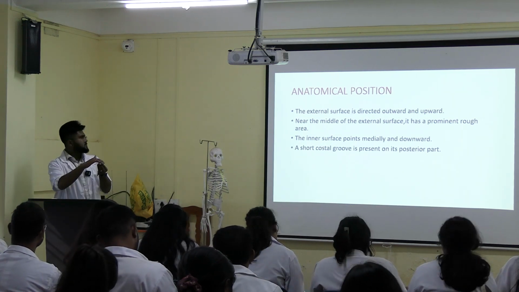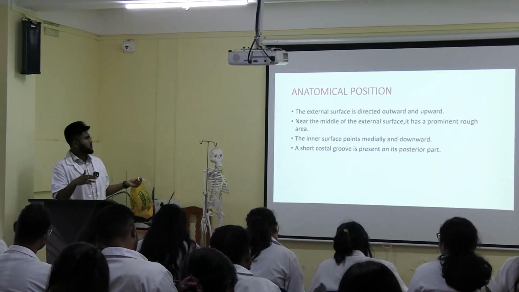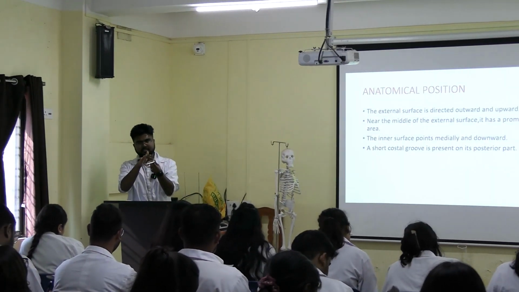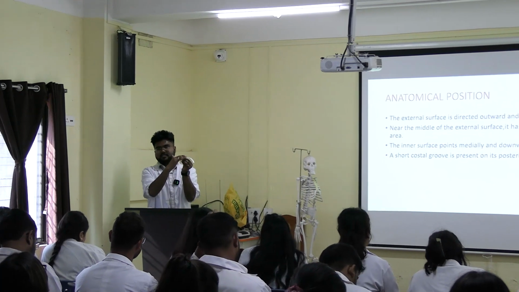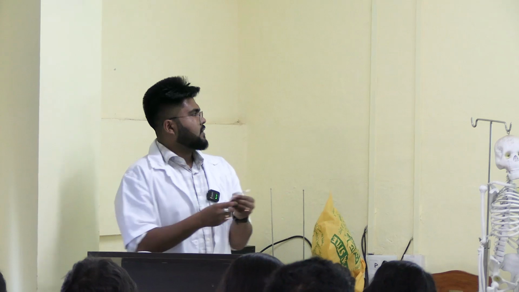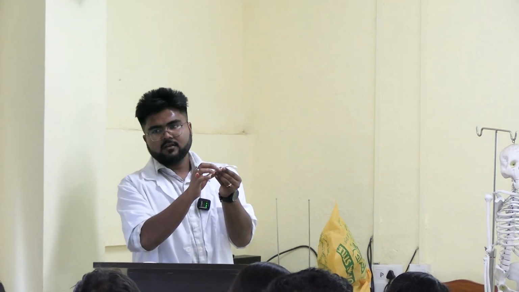So next is your anatomical position. See, the external surface is always directed outward and upward. So this is your external surface, always upward and outward. And near the middle, one prominent rough area is present. This is also an identifying feature of the second rib.